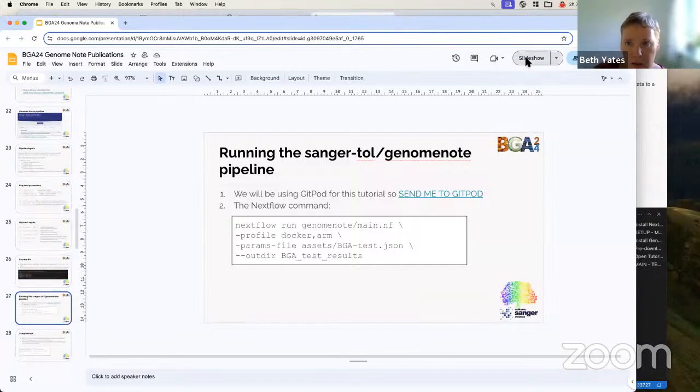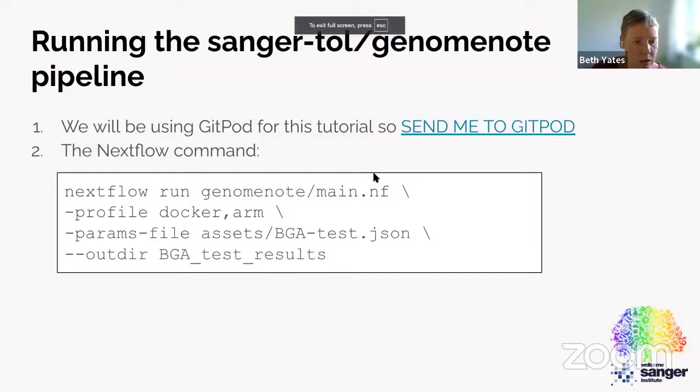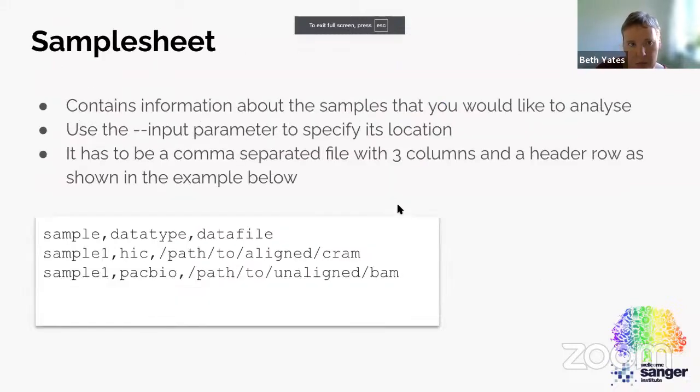So I restart the slideshow. I showed you the sample sheet. Essentially, it's just information about the samples that we're using within the analyses. You can have multiple samples of different types in here. They just have to be arranged in this format with the 3 columns: the sample name, the type of data, and the file location.